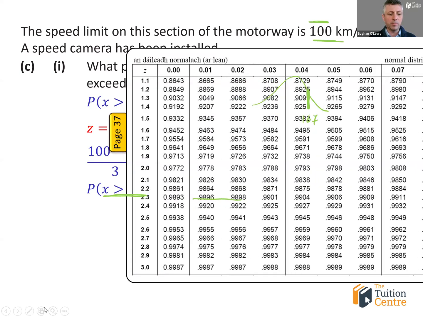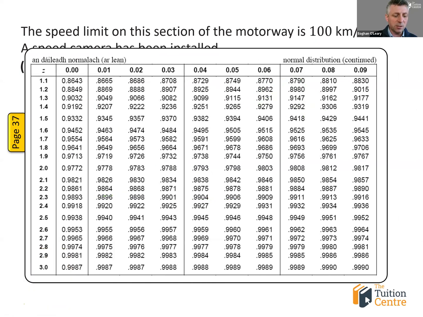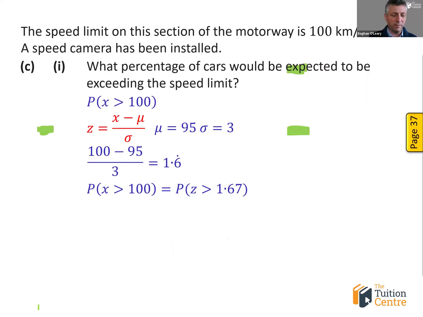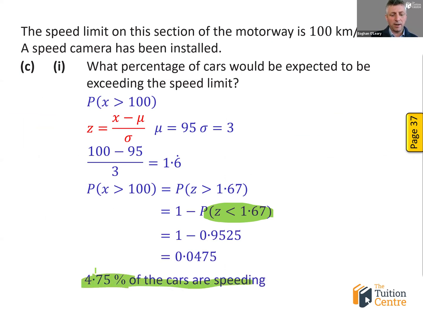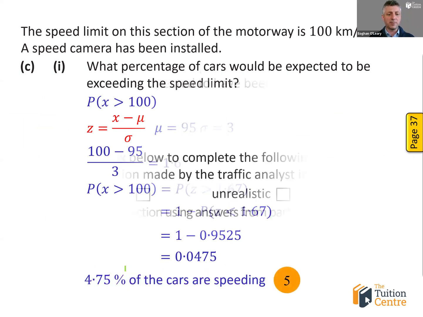And why do we say 1.67? Because the z-scores go to 2 decimal places. So 1.67, and what's that going to give me? 0.9525. So 95.25% of the values will be below that. Of course, that's giving me the probability of having a z-score to the left of 1.67 standard deviations. So there's my 0.9525. So 4.5% of cars are actually speeding. So 4.5% are traveling above 100 kilometers per hour. So 5 marks for that.